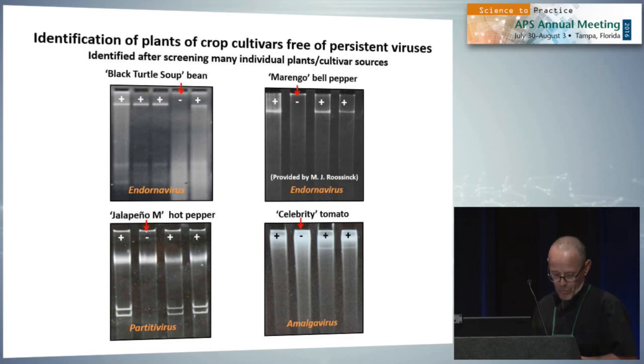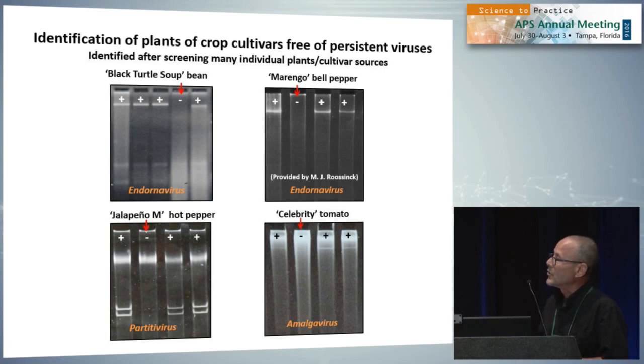So in order to conduct comparative studies of these viruses, one will have to select lines of the plant with virus and without virus. My approach was essentially to look at seed lots and screen many plants and find one that might not have the virus. That is illustrated here with the endornaviruses of black turtle soup bean.